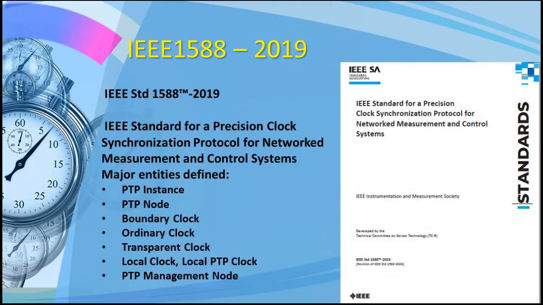The 1588 version 2.1 was released in 2019. In this new version, a few entities were defined, called PTP instance, PTP node, boundary clock, ordinary clock, transparent clock, local clock, local PTP clock, and PTP management node. These are some new entities defined in the new version.